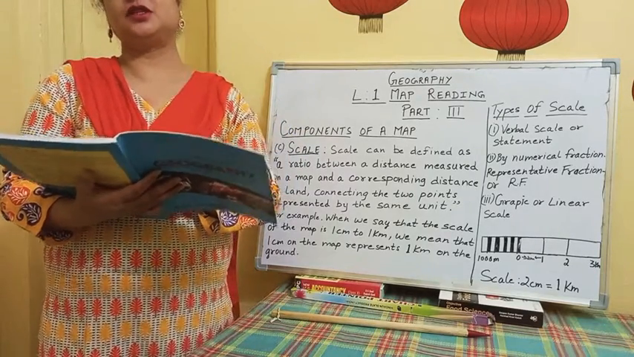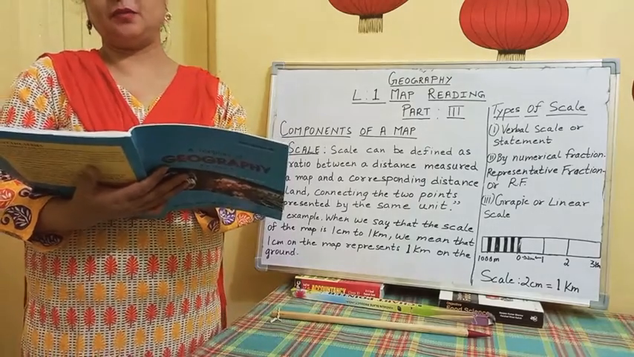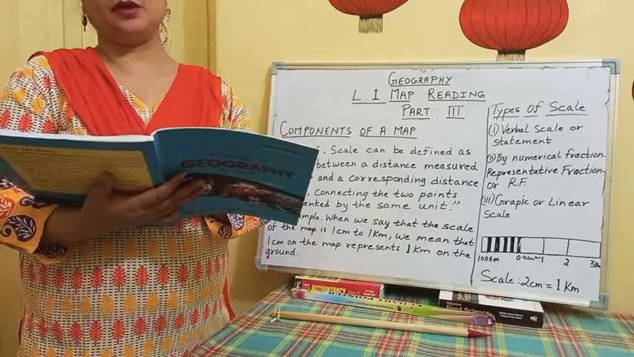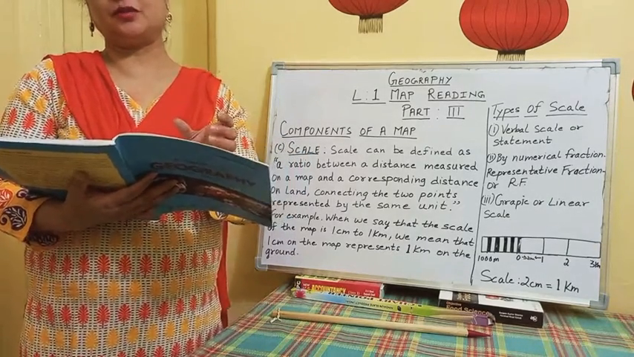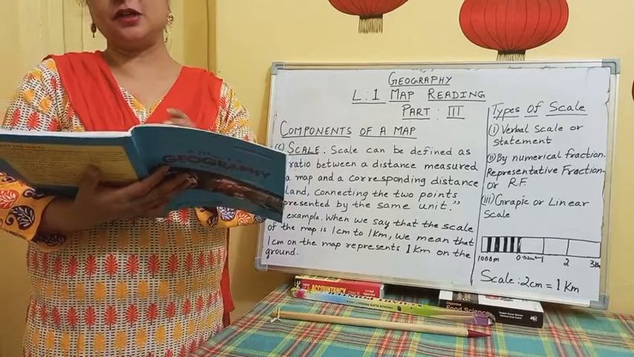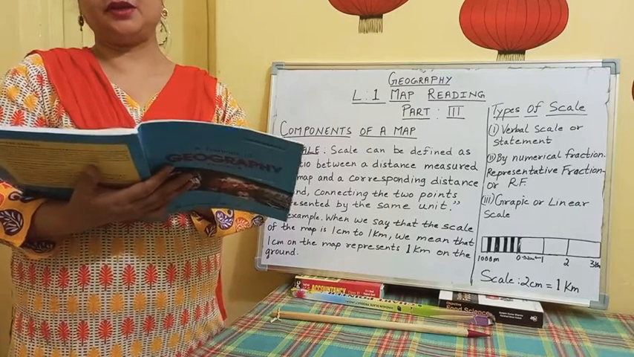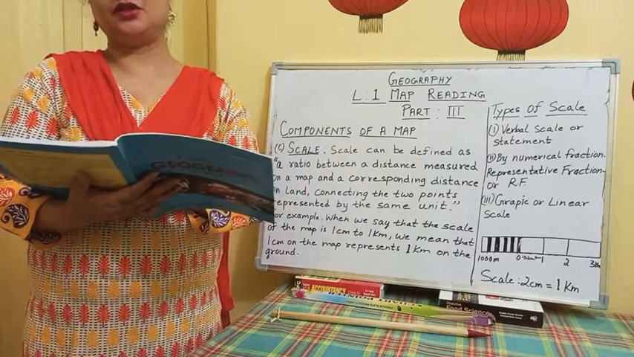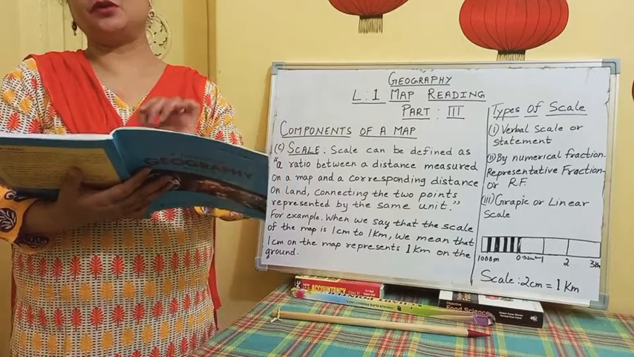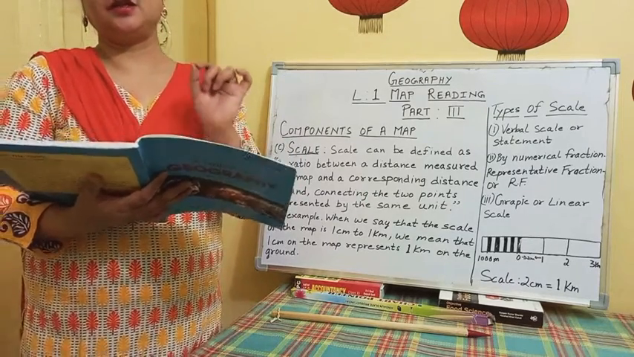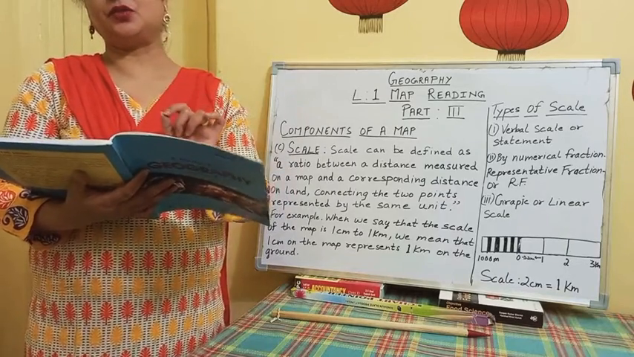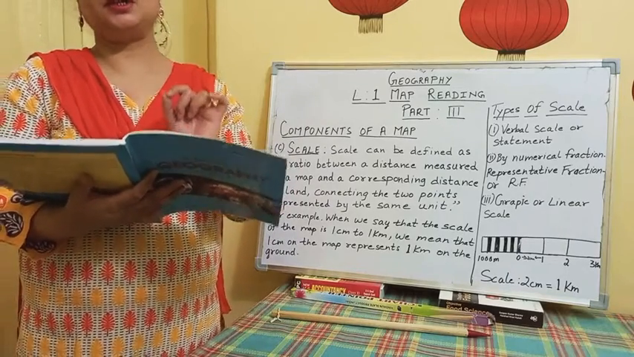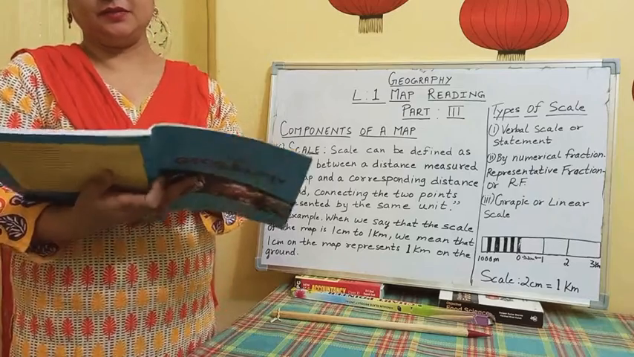RF is equal to distance on the map upon distance on the ground. Means what distance you are showing on the map is equivalent to the distance on the ground. Or it can be written as RF, which is equal to 1 upon 50,000. Why? Because 1, that is 1 centimeter on the map, is showing 50,000 centimeters on the ground.